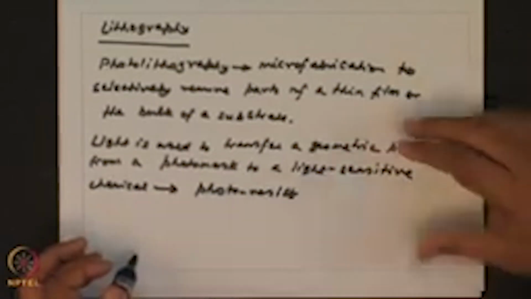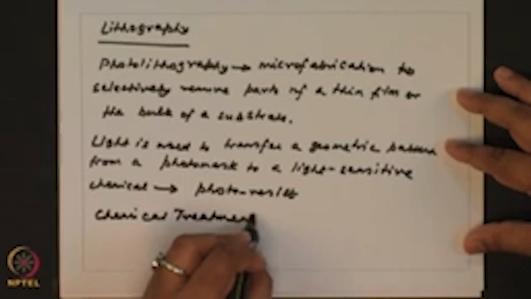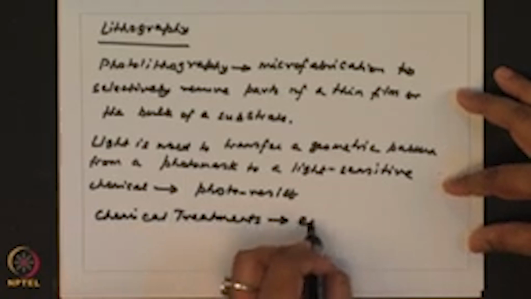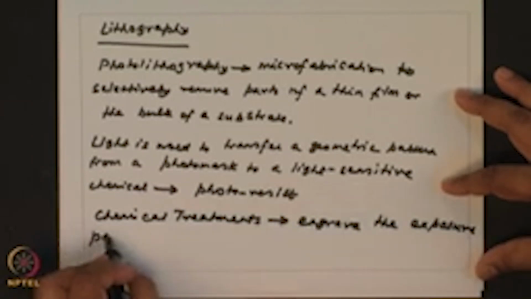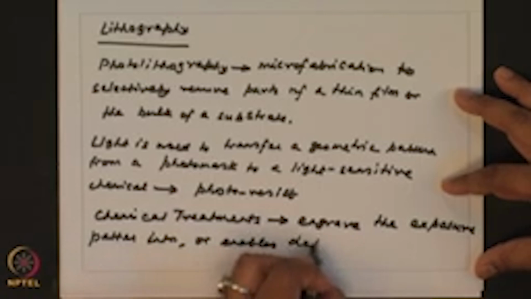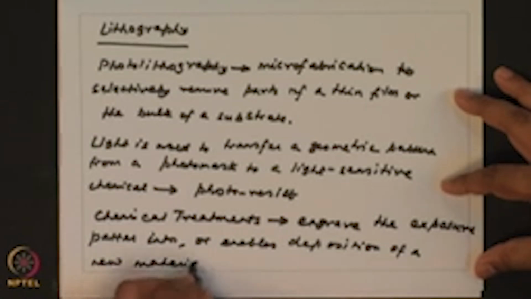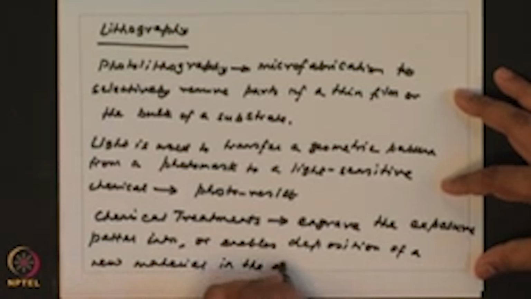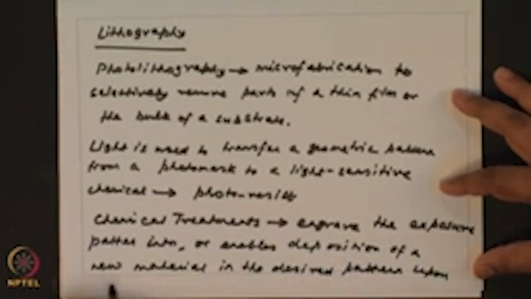You then have a series of chemical treatments, various chemical treatments, which either engrave the exposure pattern into, or enable deposition of a new material in the desired pattern upon the material under the photoresist.